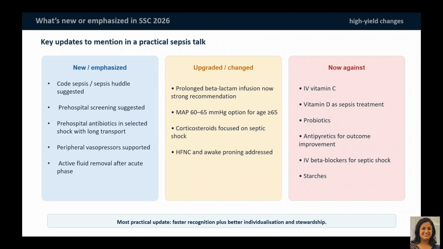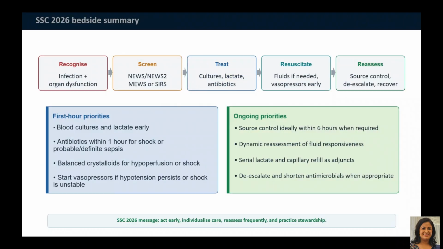Other than that, prolonged lactate, which I told you about earlier, has been upgraded, and the MAP target in patients is about 65. And corticosteroids are focused on septic shock. If the patient is on vasopressors, you have to start corticosteroids. Awake proning and high flow nasal oxygen are also recommended, as I have already told you.